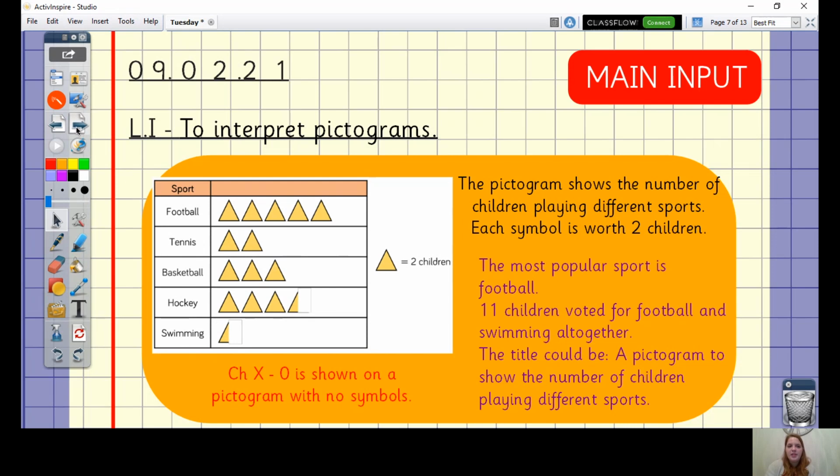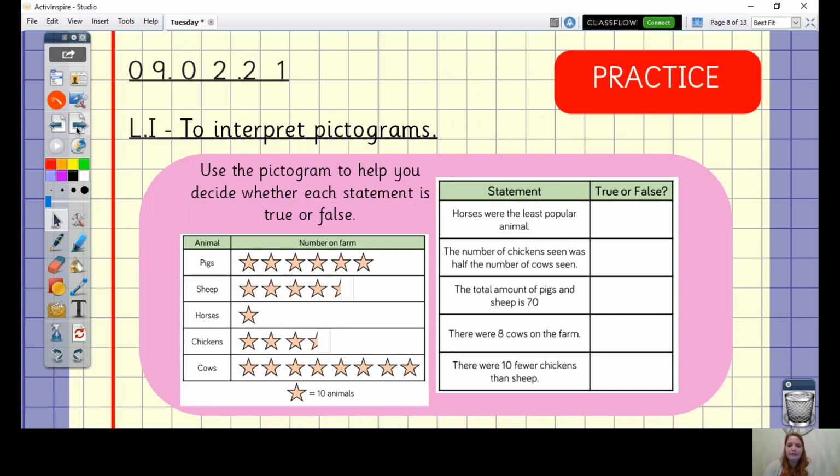Okay, well done everybody. Finally then, for your practice, something a little different. You have got 5 statements here, and I want you to use this pictogram to help you to decide whether each of these statements is true or false. I'm just going to read each of the statements out to you, and then you can use this data to help you decide if it's a true statement or if it is false.